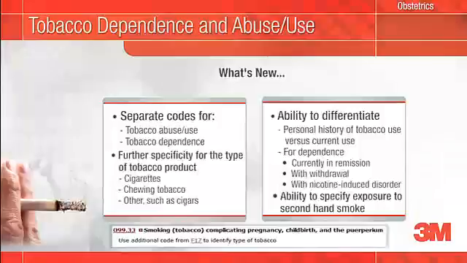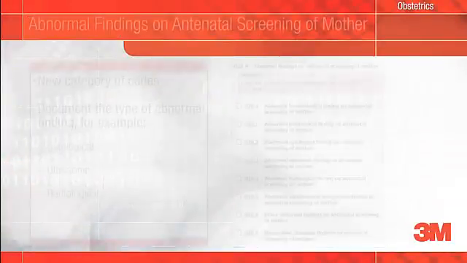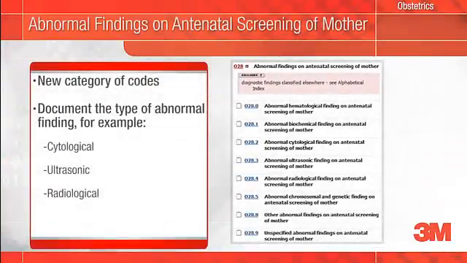Finally, your notes for a patient's exposure to secondhand smoke can be converted to an ICD-10 code that says exactly that. This is a new category of codes in ICD-10. Previously, ICD-9 provided only a single code. You should document the type of abnormal findings, such as cytological, ultrasonic, or radiologic.